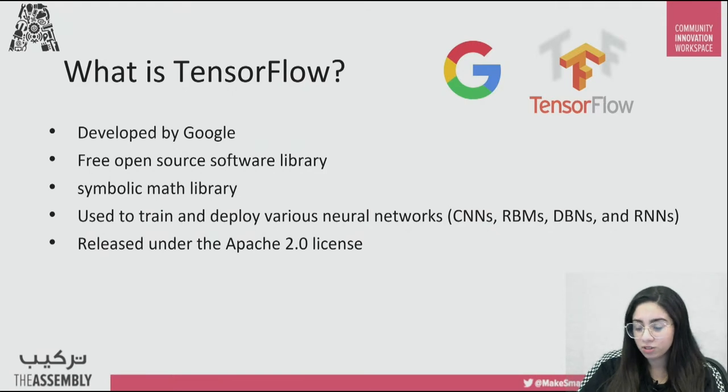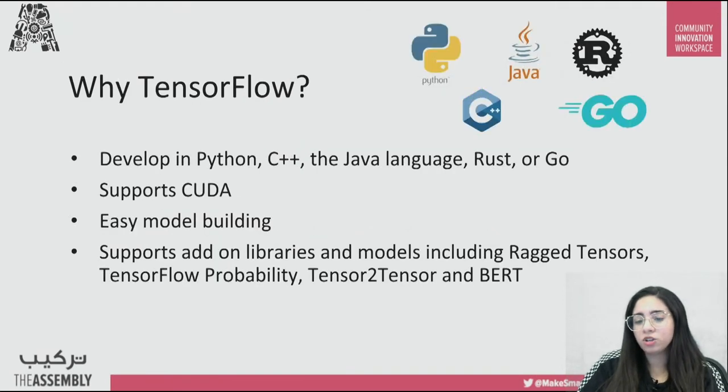So why do we use TensorFlow specifically? It's because you can use different languages to actually develop on it. You can use Python, C++, Java, Rust and Go. And also it supports CUDA. It's also an easy model building thing. You can build your model easily using TensorFlow. And it supports various libraries that include RaggedTensor, TensorFlow Probability, Tensor2Tensor and Perl. So yeah, that's basically it for TensorFlow.